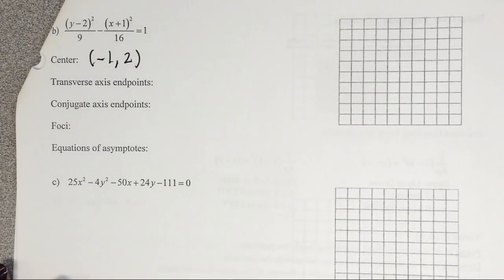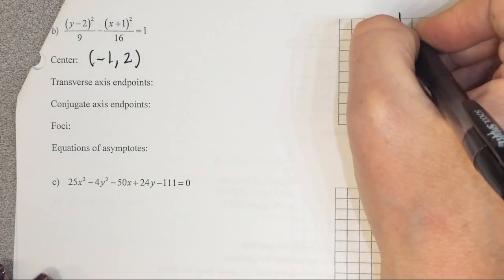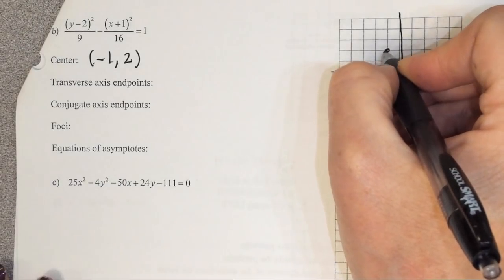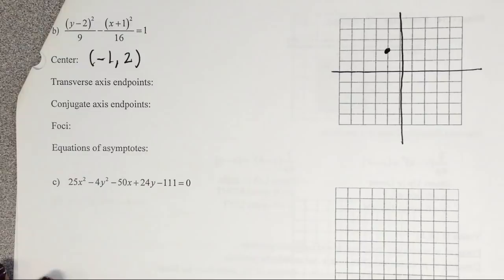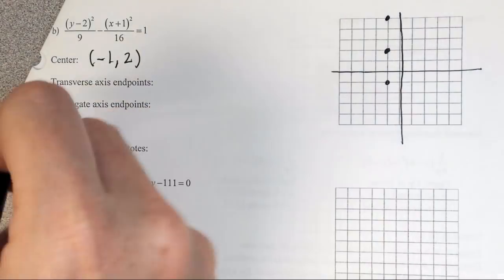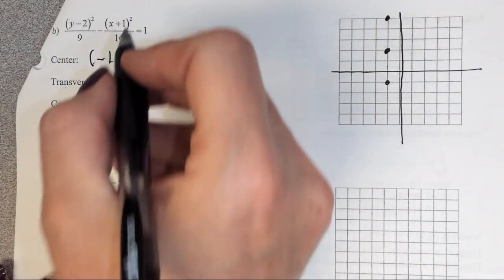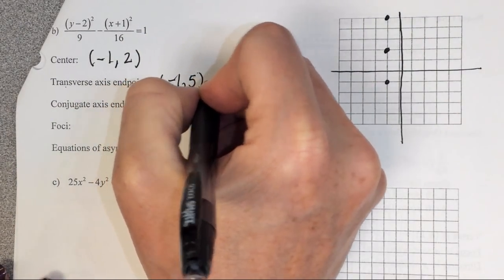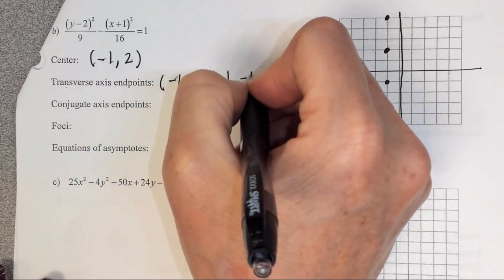Now, the transverse axis endpoints. Let's go ahead and plot the center first before we do that. So I'm going to plot negative 1, 2. That's my center. Whatever comes first determines the transverse axis endpoints. It's not what's larger, guys. It's what comes first. So what comes first, x or y? So what am I going to do? Go how far in the y direction? So I'm going to go up 3, and I'm going to go down 3. Those are the transverse axis endpoints, also called the vertices. So all I have to do, my x stayed the same. I went up 3. My x stayed the same, and I went down 3.